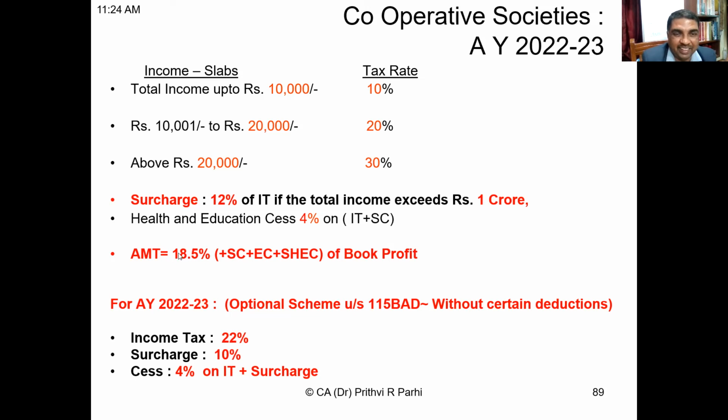Alternate minimum tax, 18.5% of the book profit will also be calculated. This is the normal provision. But for this assessment year onwards, that means assessment year 22-23, there is one additional optional section called 115BAD, just like in companies. If a cooperative society opts for this particular provision, the tax rate will be a flat 22% instead of this slab rate. Surcharge will be 10% and cess will be 4%. So if the conditions contained in section 115BAD are complied with, then a cooperative society may pay tax at the rate of 22%.